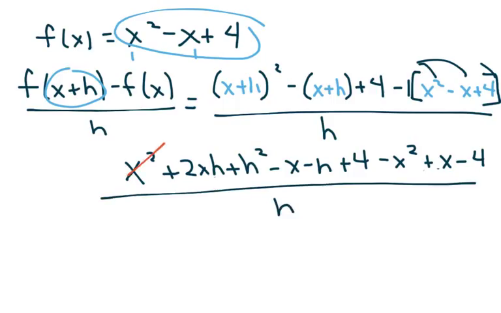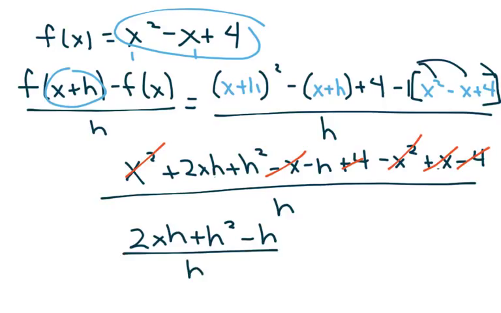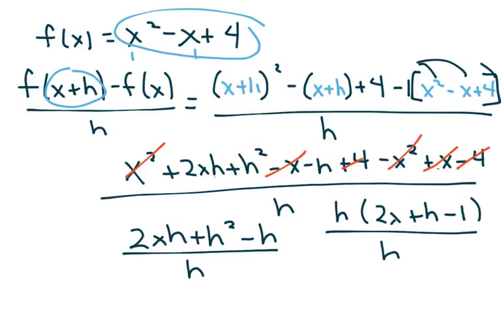Let's see what we can cancel out. Cancel out the x squareds and the 4's. So we get, I'll just do it in order, 2xh plus h squared minus h over h. I'm going to factor out an h, so I get h times 2x plus h minus 1 over h. The h's cancel here, because h divided by h is 1. And now my final answer would be 2x plus h minus 1.